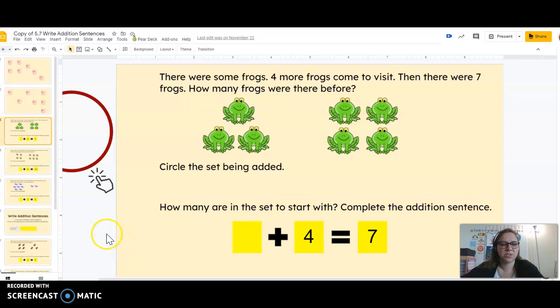This is what your activities will look like today. You will also have your speaker button next to all of your directions so you can listen to the words.